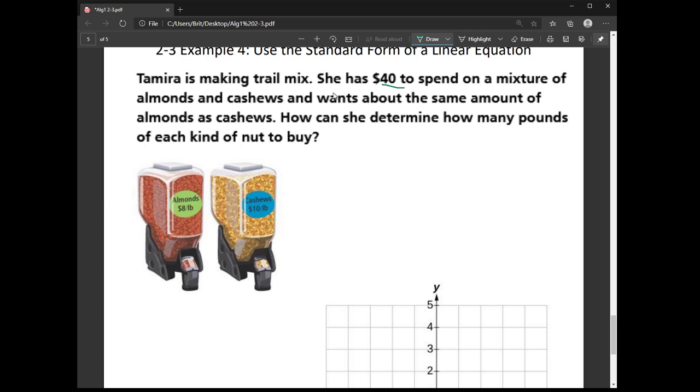I kind of want whatever job Tamira has to afford $40 for some trail mix, but alright.